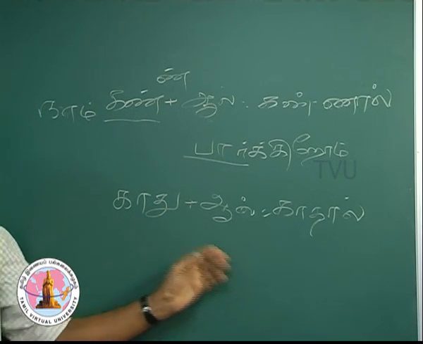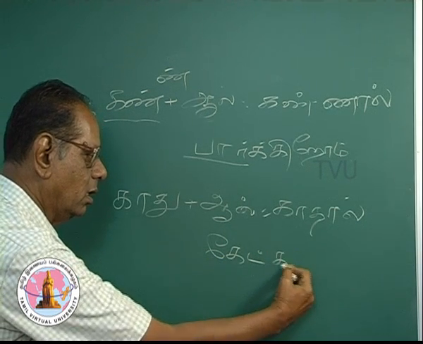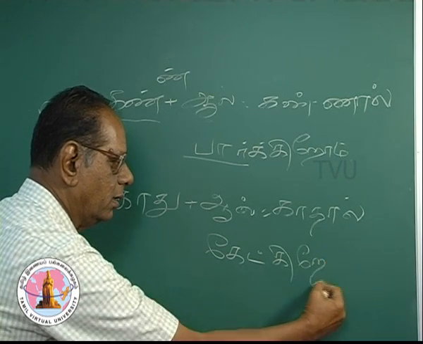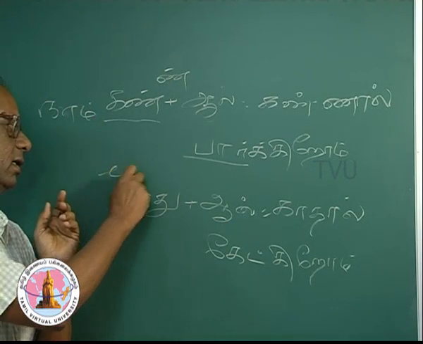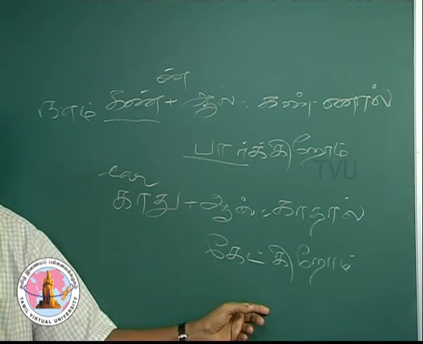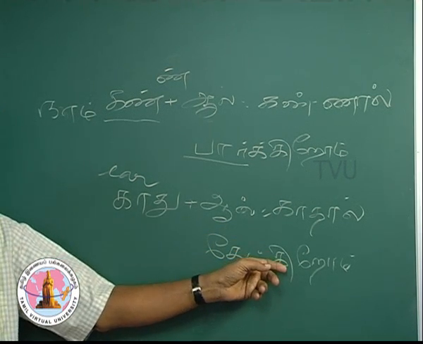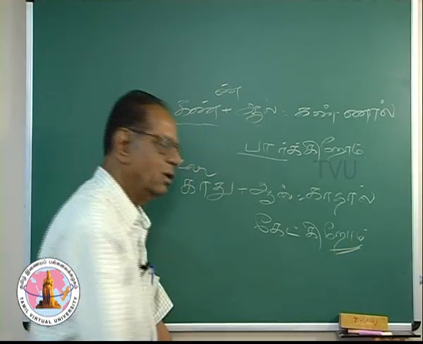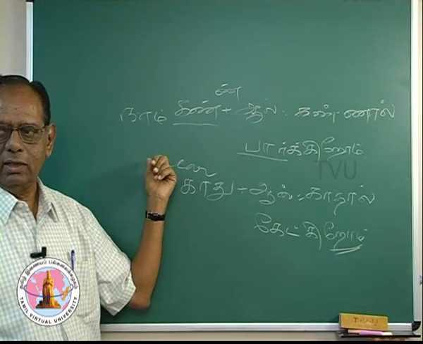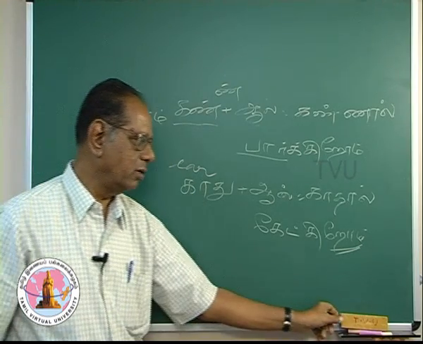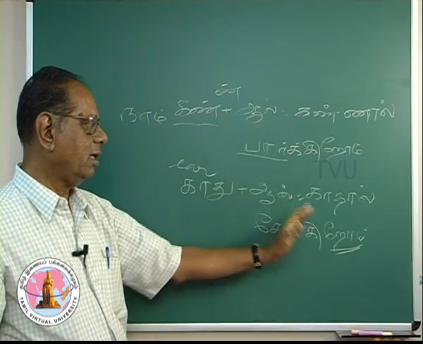So also kaadu plus aal, kaadal. What do we do? கேட்கிறோம். காது is ear. காதால் கேட்கிறோம். கேள், to hear or to listen to. நாம் காதால் கேட்கிறோம். With this personal suffix, you must be able to find out the subject. Om is for the first person plural number. So, naam kaadal ketkirom. Kannal paarkirom. Kaadal ketkirom.